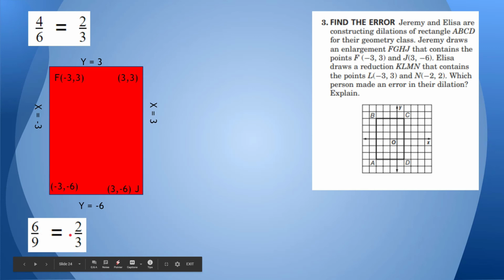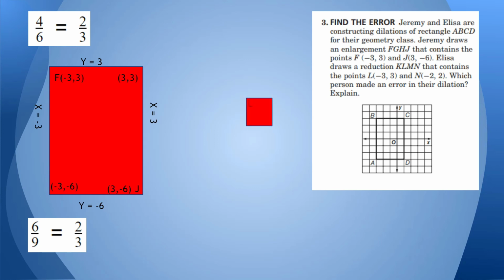But we reduce that down to 2/3. And just like our original figure, we have the same ratio. Both of them reduced down to 2/3. So this problem we've already checked is proportional, and Jeremy is not the one that's made the mistake. We know that the other one made by Elisa, the reduction, is the one that is mistaken. But let's go ahead and verify that. Let's check it just a little bit and see what we end up with.